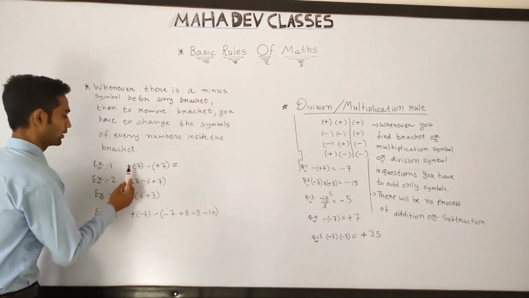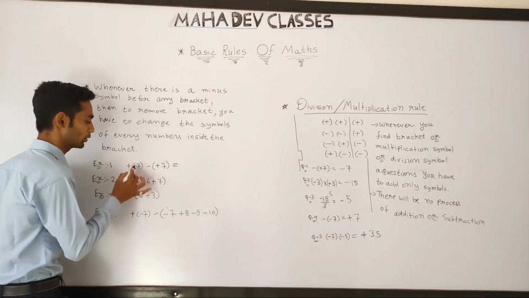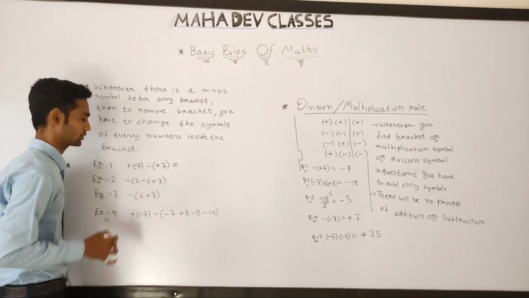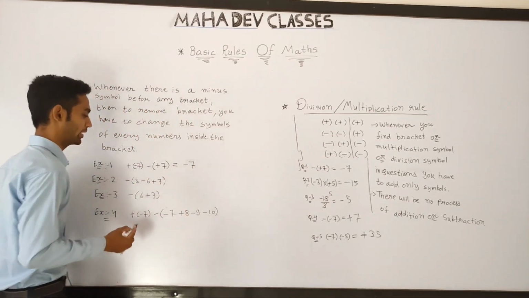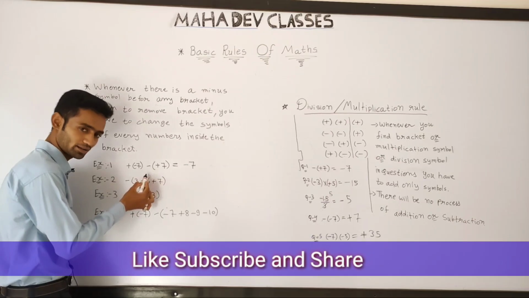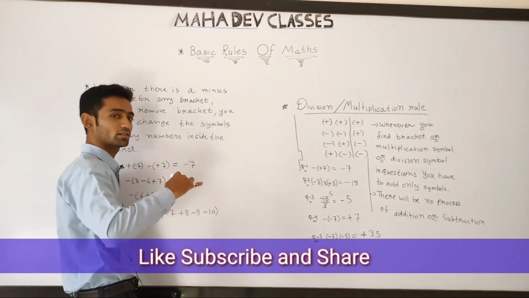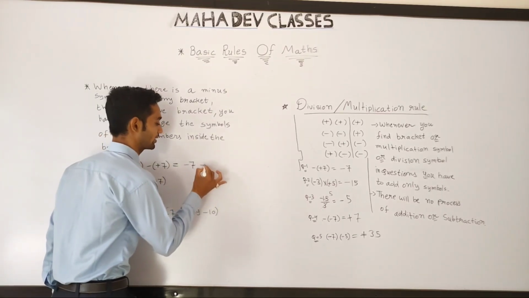See, here is a plus sign before the bracket, that's why we will not change the symbol of this minus. Okay, so we will simply write here -7, and here before this bracket we have this minus symbol, that's why we will change the symbol. So here is a plus, then this plus becomes minus.